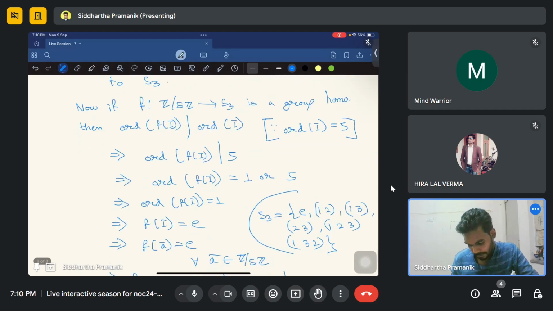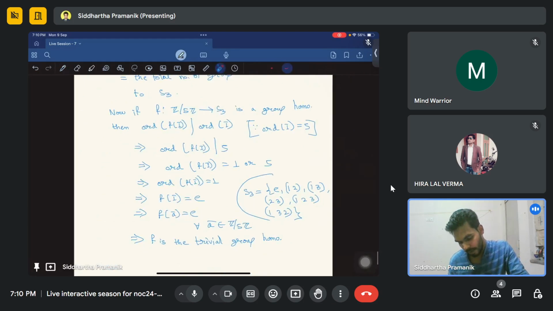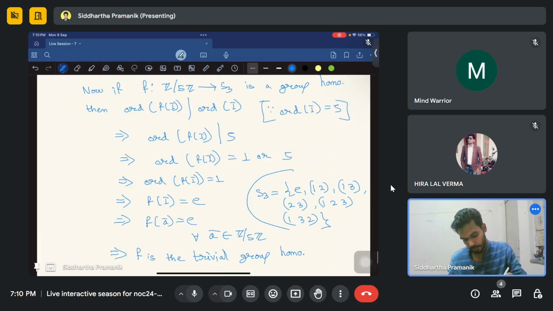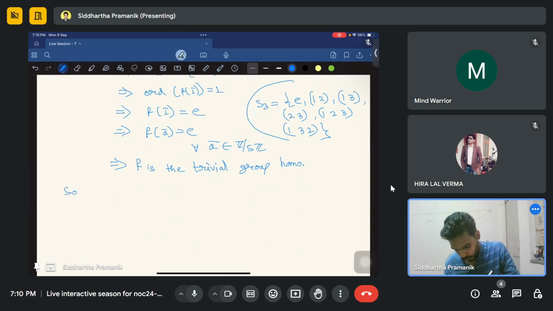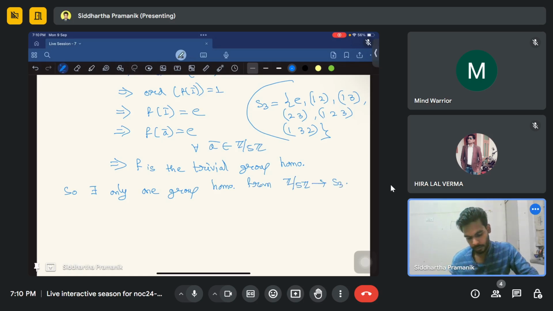So that implies we have only one group homomorphism from Z mod 5Z to S3. So there exists only one group homomorphism from Z mod 5Z to S3. So there exists only one group action.